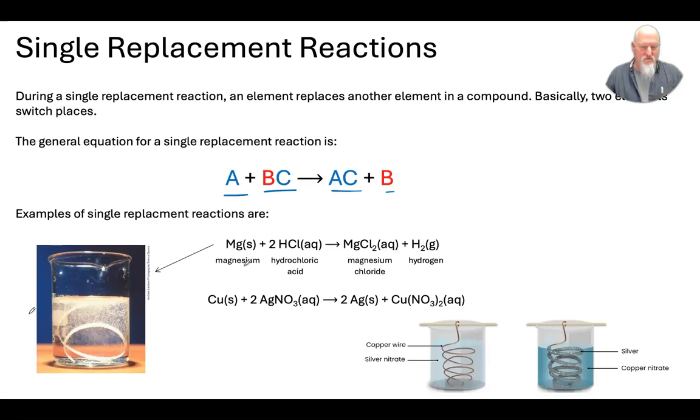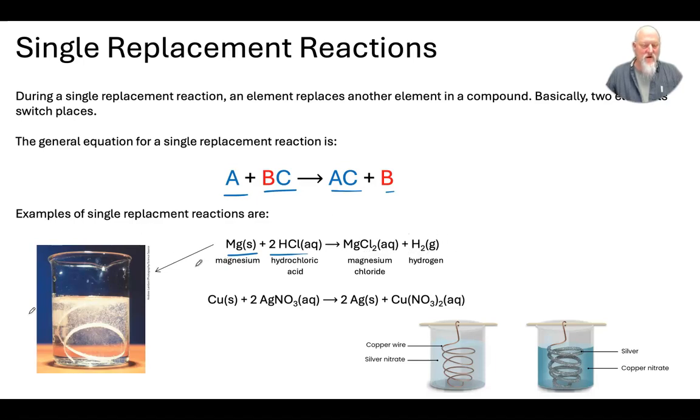An example of this would be the reaction of magnesium metal. So in the solution over here, we can see this strip, this ribbon, that's magnesium metal. And the solution is hydrochloric acid. So when the magnesium reacts with the hydrochloric acid, the magnesium replaces the hydrogen in the hydrochloric acid, and we get magnesium chloride and then hydrogen gas.